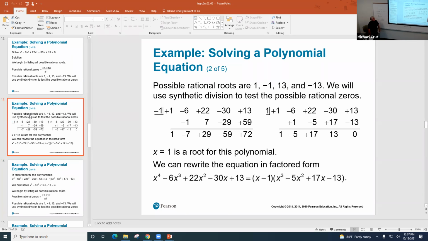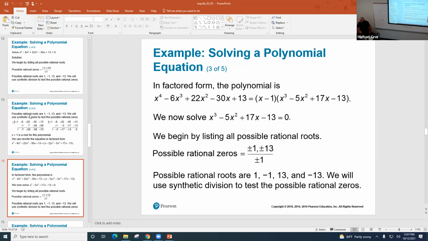So going through here, the -1 doesn't work, because it is not 0. But the 1 is a solution, so x minus 1. Remember, we're going back to it being a factor when we put it here. Here it's x equal to 1. When we do that, it's x minus 1. And so what's left over is x cubed minus 5x squared plus 17x minus 13. Now we've got to solve this one. That one's still a cubic, so we're going to have a little bit more work to do.